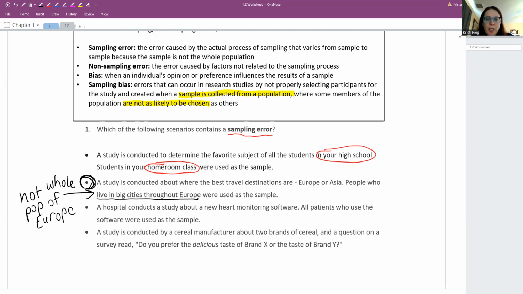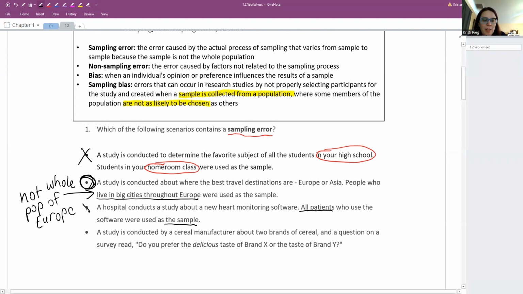All right, that is one. Let's go through the other two just to see. You're going to notice on your homework, sometimes it says select the one answer, and other times it'll say select all that apply. So we're going to keep reading just to see if there's any more in here. The first one was not, the second one was. The third one, a hospital conducts a study about a new heart monitoring software. All patients who use the software were used as the sample. Okay, everybody was asked. Everybody in this whole place was asked, therefore, there's no error.